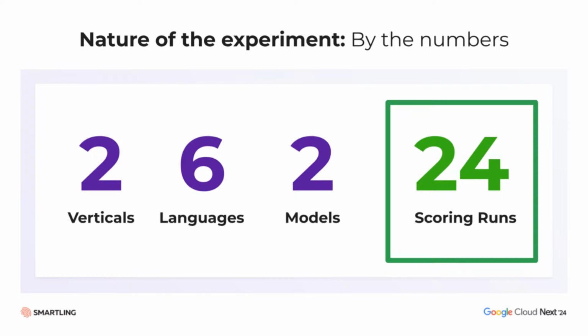Yeah, so I'm going to talk about our experiment, our case study with Google Adaptive Translation. Essentially, we took two verticals. One domain was financial. The other one was tourism and hospitality. We ran an average of 6 languages per vertical, 3 languages for one vertical and 9 for the other, so 6 if we average them, and we compared 2 models. So ultimately, we had 24 scoring runs that we compared.